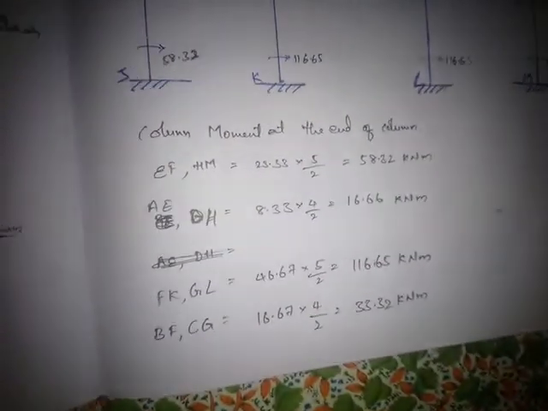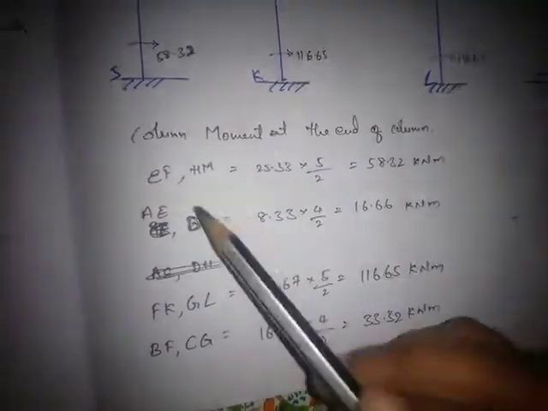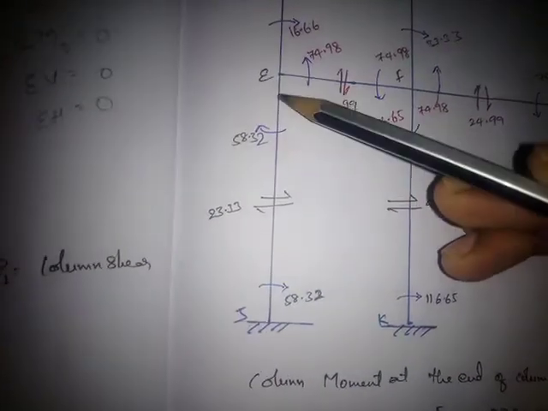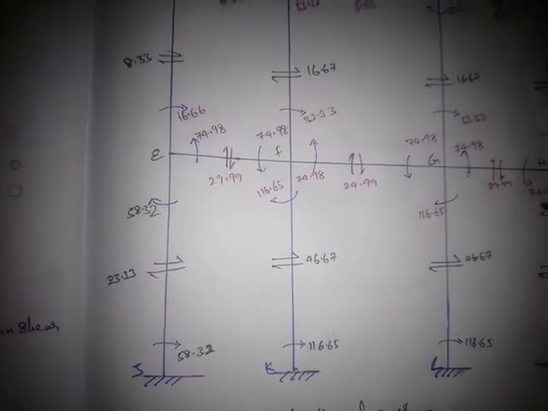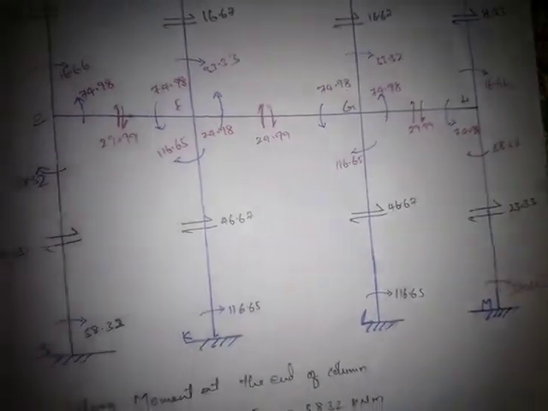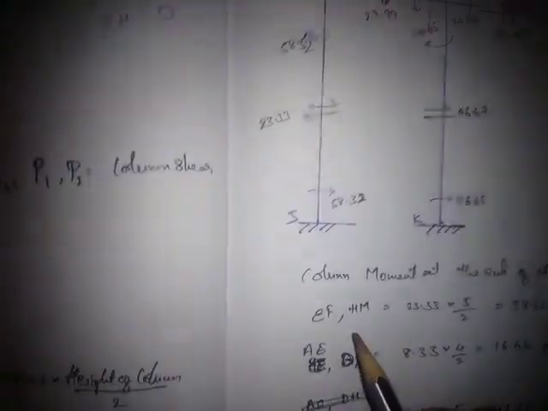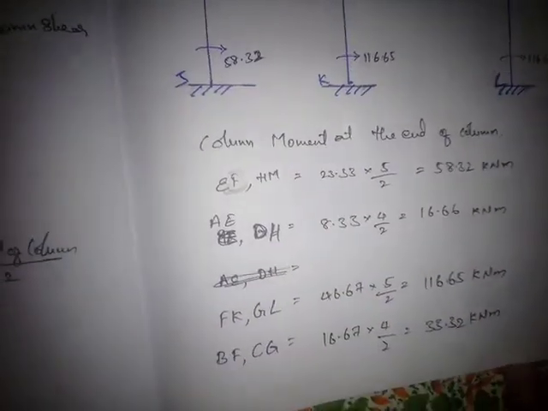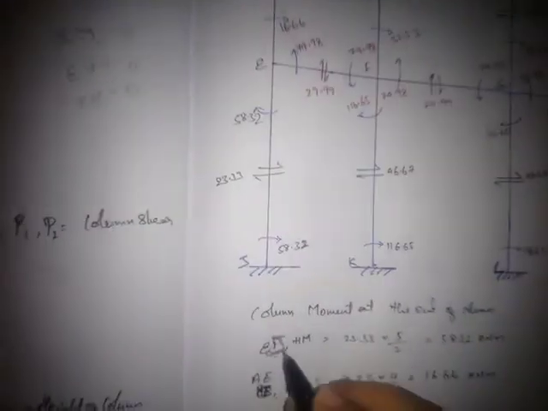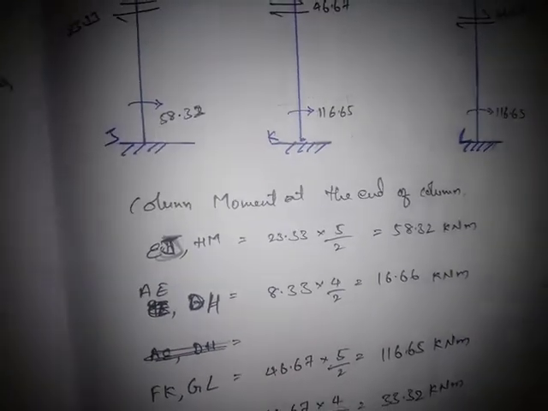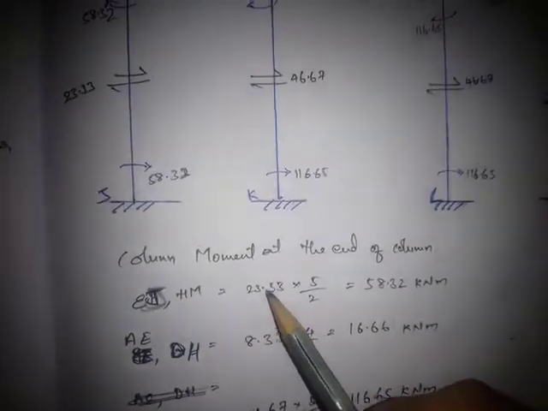First, how do we calculate the moments? The column moments at the joints of the columns EJ and HM, please take this as C, are 23.33 into the column height of 5/2.